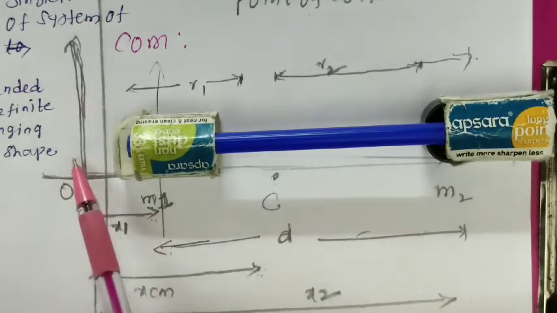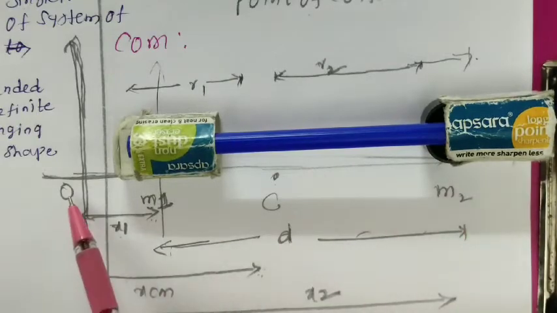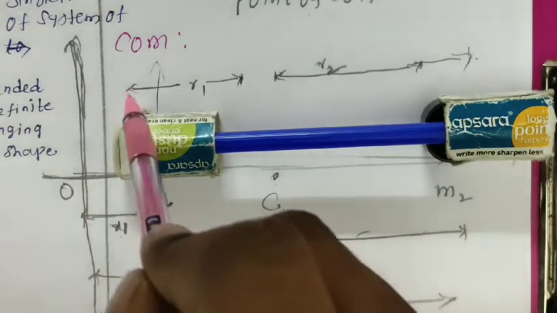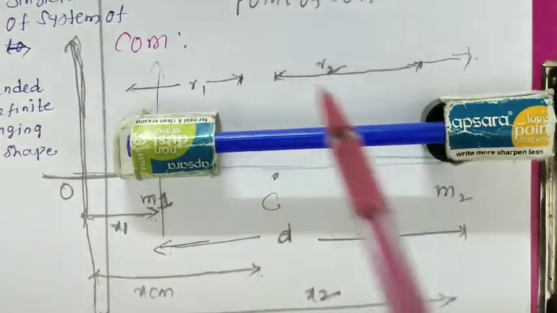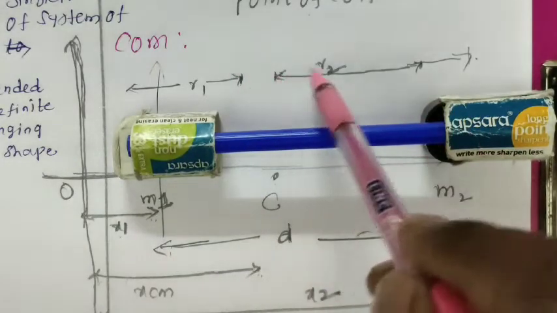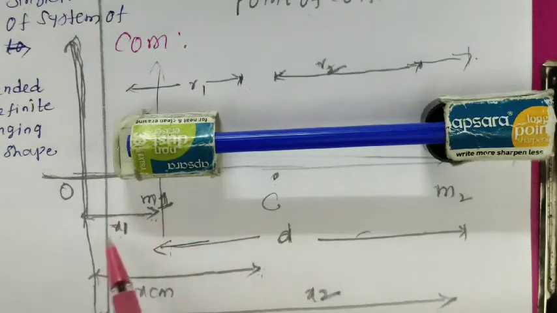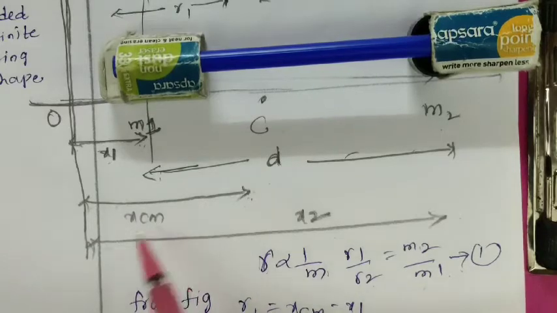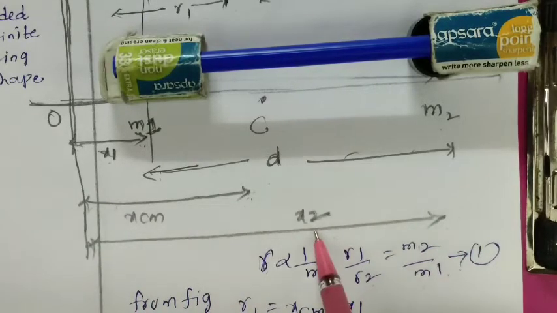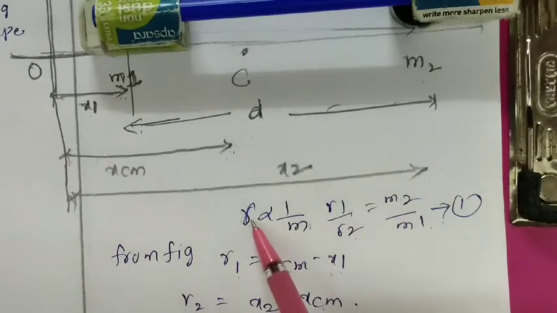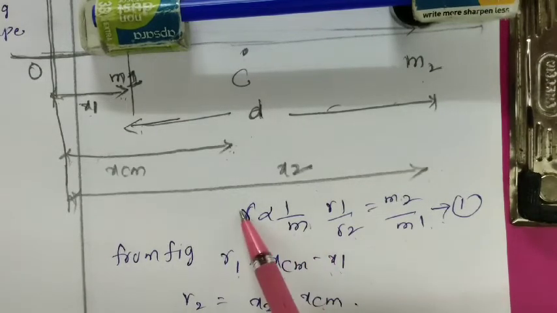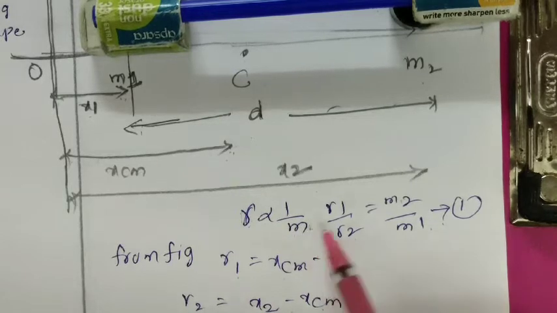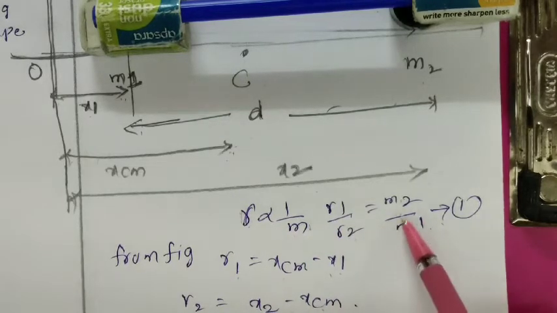This is the y-axis and x-axis, and this is the origin. The distance from mass m1 to the center of mass is r1, and the distance from mass m2 to the center of mass is r2. The origin to m1 is x1, the position coordinate, and the distance from m1 to m2 is d. The distance from the origin to the center of mass is xcm, and to m2 it is x2. We discussed that it is shifted towards the heavier mass, so the distance is very small where the mass is high. From this relation, r1 by r2 is equal to m2 by m1.